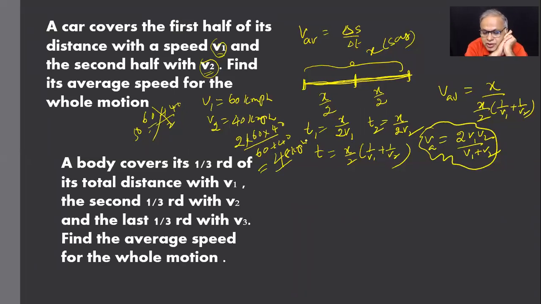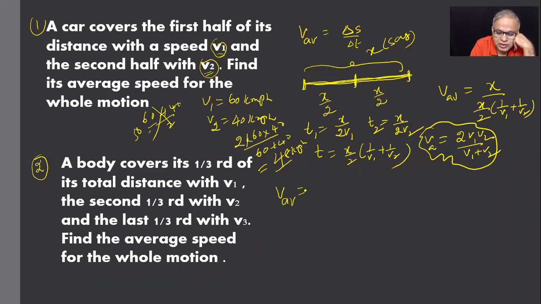Raviteja, mute the audios. Come on. So in a similar way, one can try the second one. First one, and now the second one. So here, read the question again. A body covers 1/3 of the total distance with V1, the second 1/3 with V2, the last 1/3 with V3. Find the average speed for the whole motion. Same way you need to do. You may try to do it in a shorter way now.